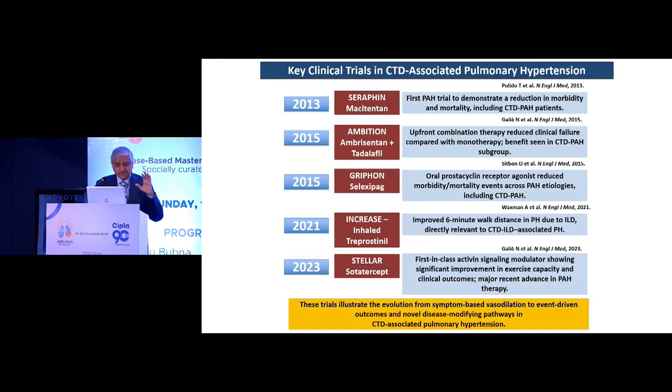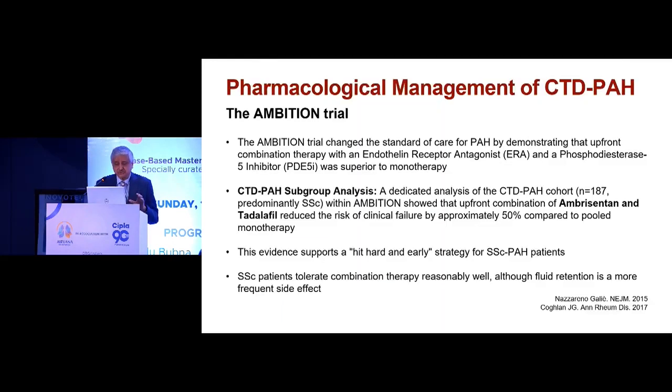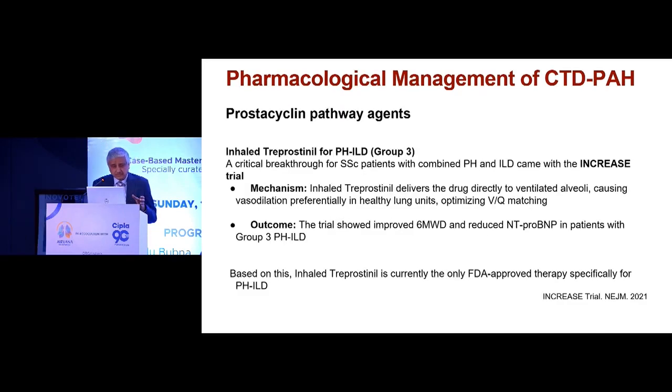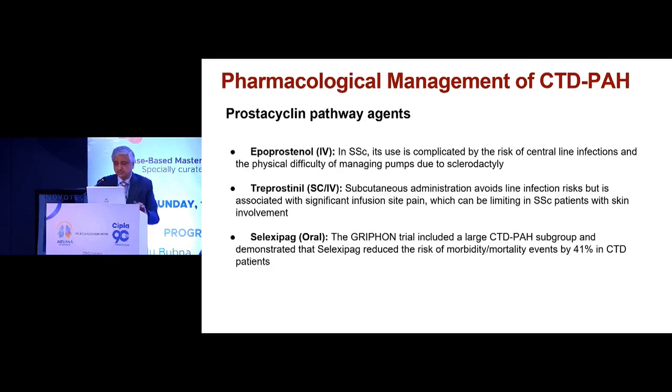I'm also not going to go through the various trials, but I think all of these trials also looked at CTD-associated pulmonary arterial hypertension as a subgroup. They looked at predominantly Group 1, but CTD-associated pulmonary arterial hypertension was also part of the subgroup. And as was mentioned, the AMBITION trial clearly showed that upfront combination of ambrisentan and tadalafil was superior to giving monotherapy, and this is also true for CTD-related PAH. We've had data on treprostinil also, which has shown improvement in 6-minute walk test and reduction in NT-proBNP.